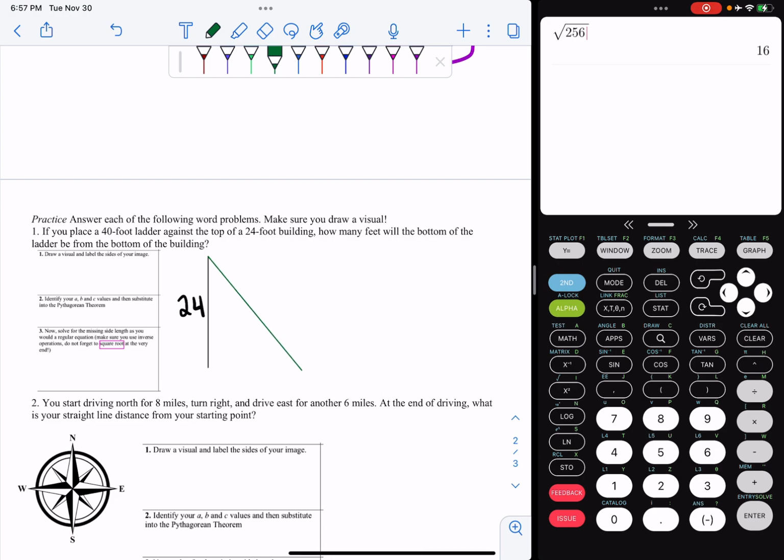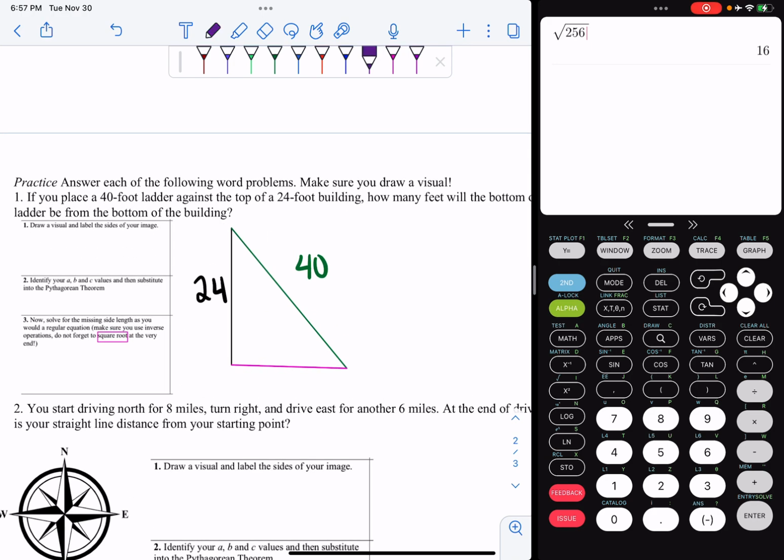And I'm saying that my ladder is 40 feet. I want to figure out the length of my base, or how far away the ladder will be from the bottom of the building. If you look, I have a right angle right here. So if I label my image, it says identify your A, your B, and your C values. I know that the side across my right angle is my C, and that means 24 has to be A, and my missing side has to be B.